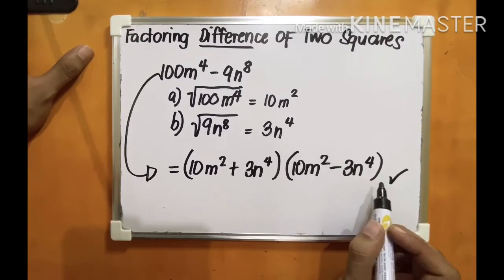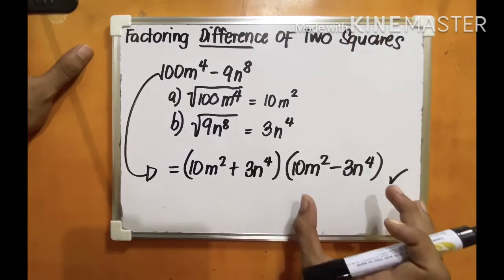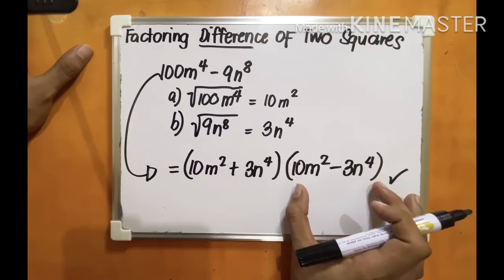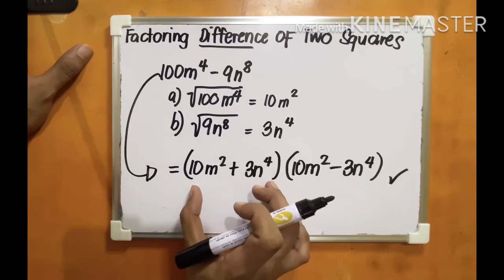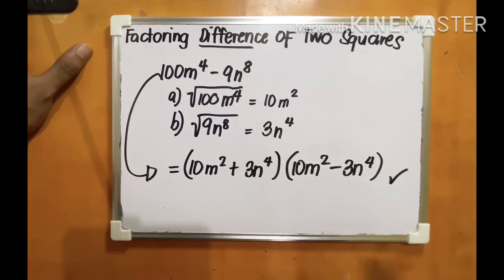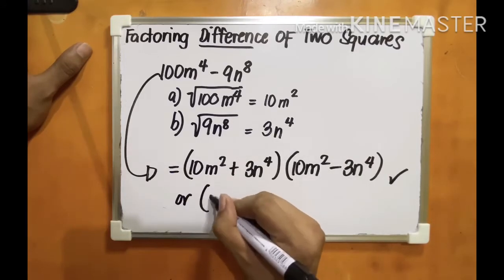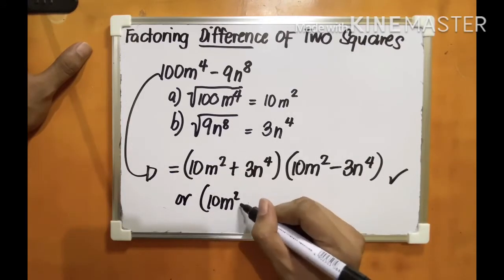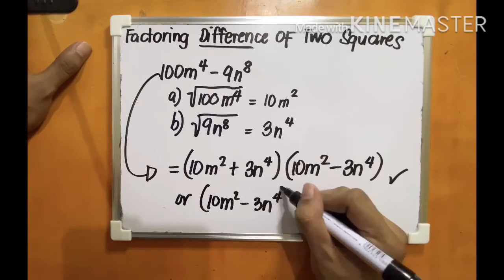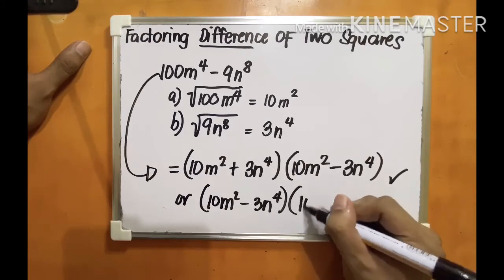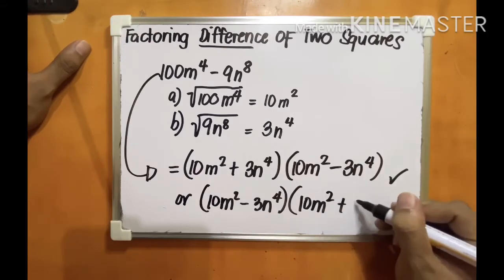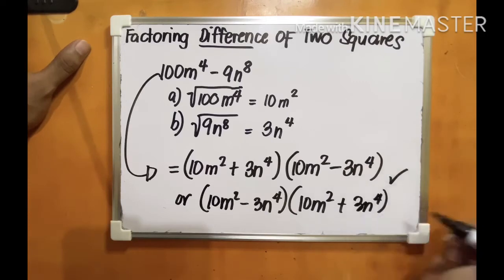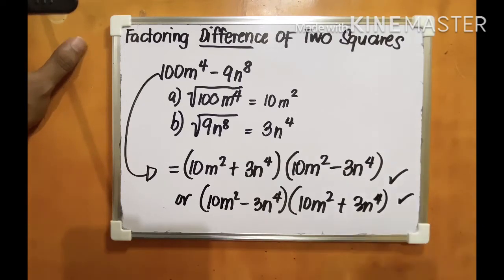Again, it could be interchanged. So this one will be the first factor and this one is the second factor. So no need to question one. Or I will write just so (10m² − 3n⁴)(10m² + 3n⁴). So they are still the same.